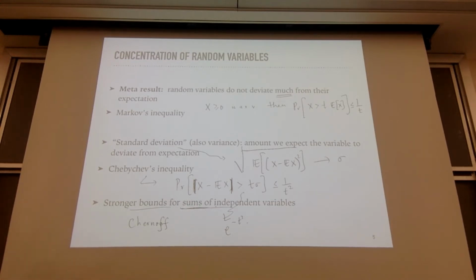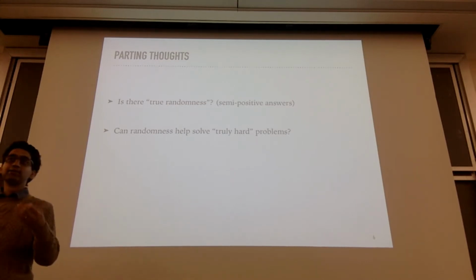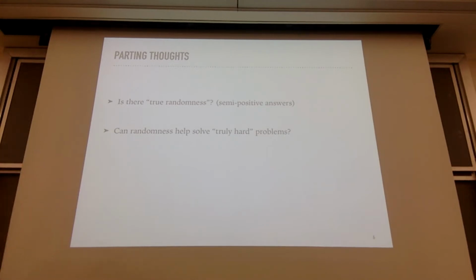So this is a quick recap of things we've been seeing. I wanted to end with a couple of questions that we don't have answers to. The first question: we've always been assuming that you can sample and get truly random bits. You could ask, is there such a thing as true randomness? Are there sources of random bits in the world?